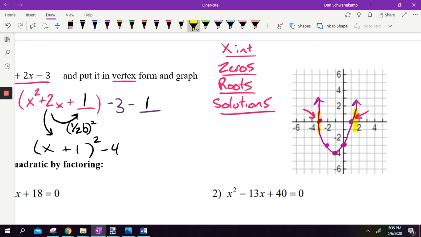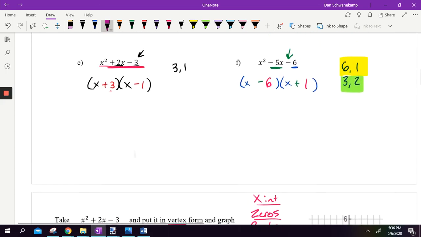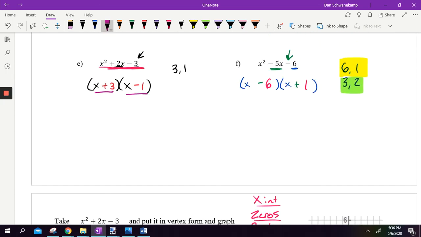And that's like the number one most important thing about the rest of this chapter: finding those values. So where did they happen here? Oh, it happened at negative 3 and positive 1. So let's go back to this problem. That's not what we got here. We got positive 3 and negative 1. Okay, because what we want to do is figure out when these are 0.